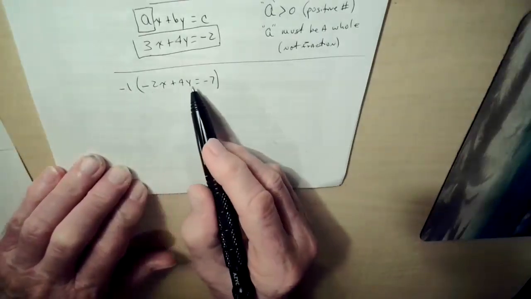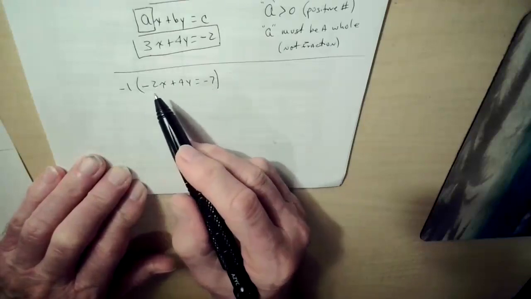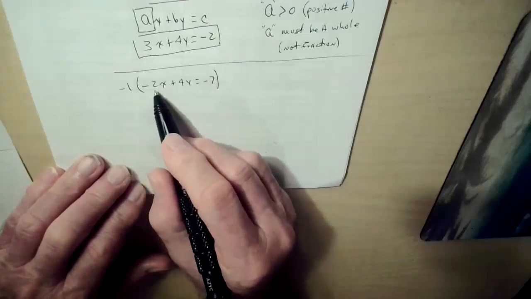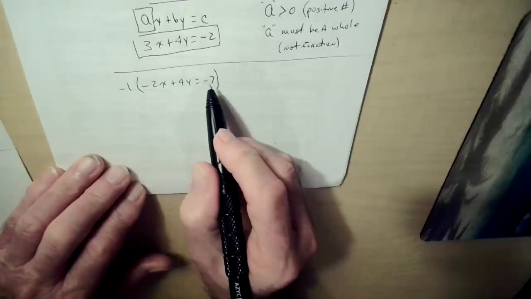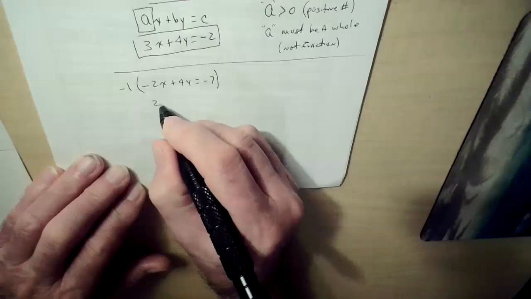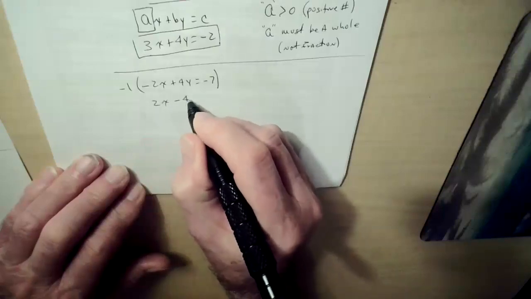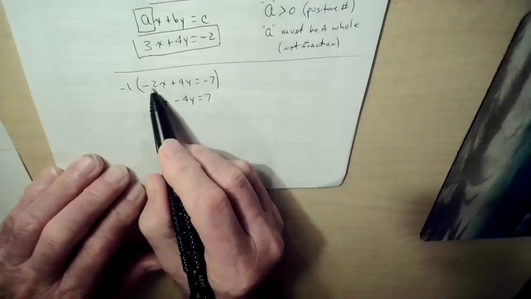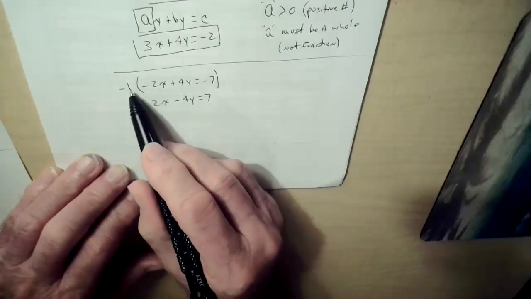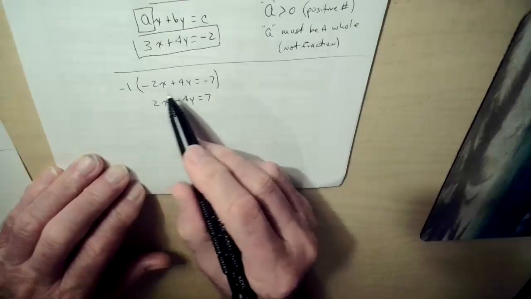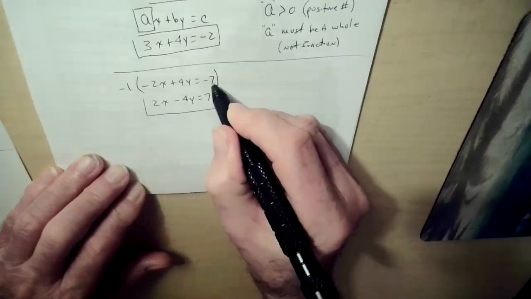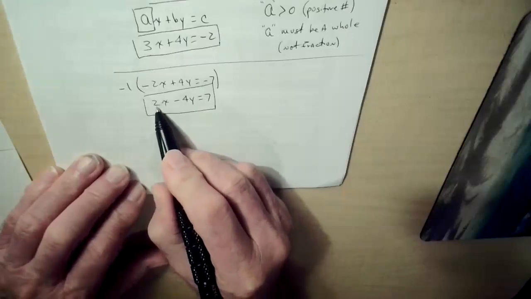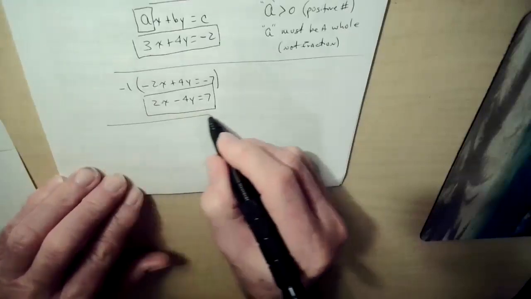Now, what does that do? Is it going to change the value of this any? No. It's just going to change the look. And when you multiply by -1, the only thing that happens is the signs will change. So we're going to get 2x - 4y = 7, okay? -1 times -2 is +2. -1 times 4 is -4. Everybody got this? This is standard form, okay? It has to be a positive number, and it cannot be a fraction.